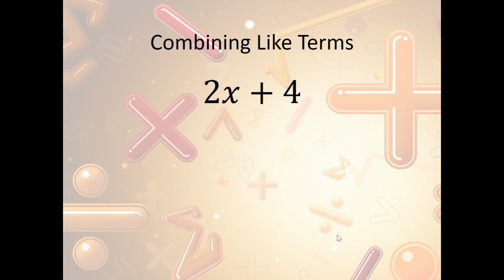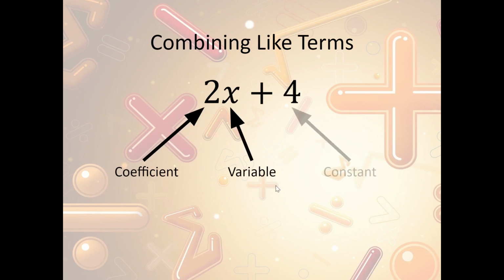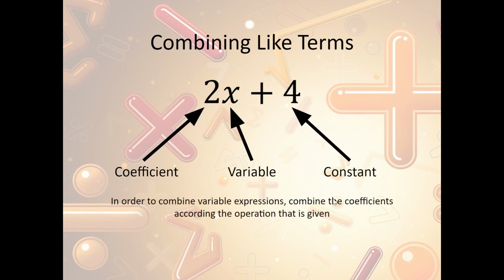Now, how do we combine like terms? First thing we need to know is, what are the parts of these? The number in front of the variable is called the coefficient. The unknown value, or the letter, is called the variable. And the number that's by itself is considered a constant. So in order to combine variable expressions, we combine the coefficients according to the operation that's given.